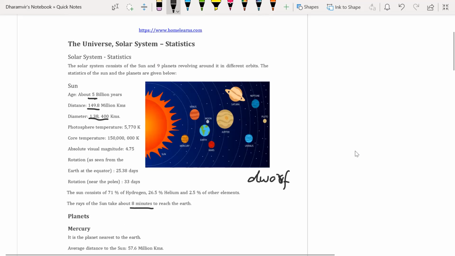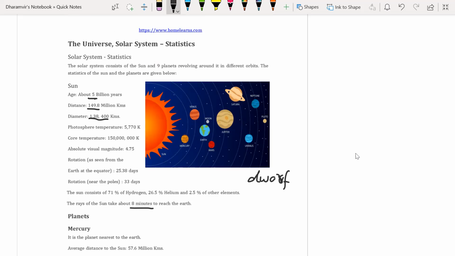So this is about the Sun. Its age is 5 billion years, distance is 149 million kilometers, diameter is 1,384,000 kilometers. Photosphere temperature is 5,770 Kelvin. Core temperature is 15 billion Kelvin. Absolute visual magnitude is 4.75. Rotation at the Earth's equator is 25.38 days, and rotation near the pole is 33 days.